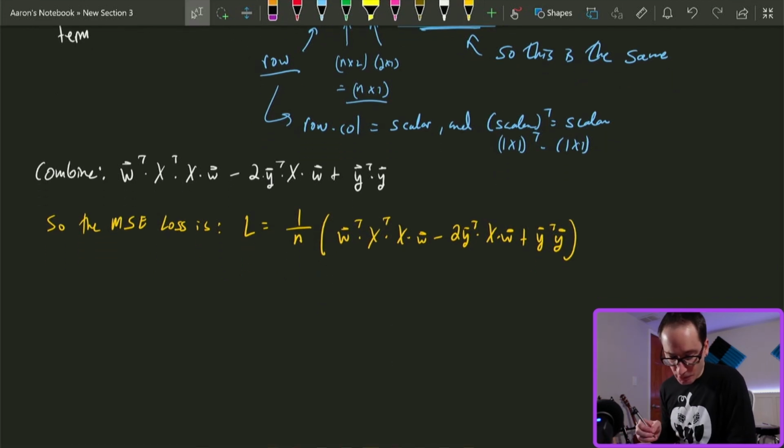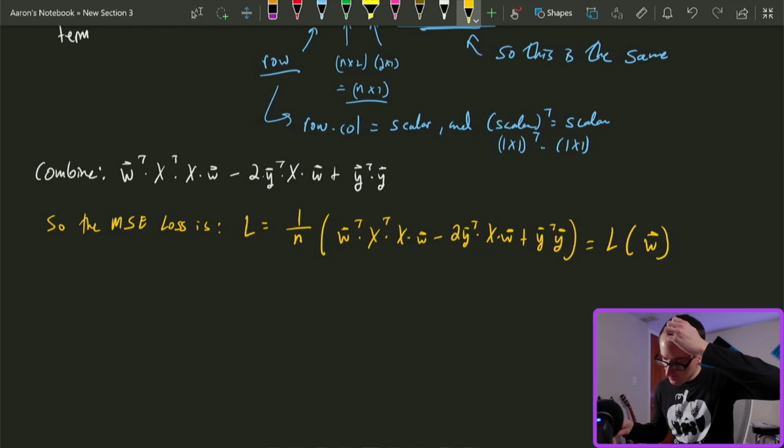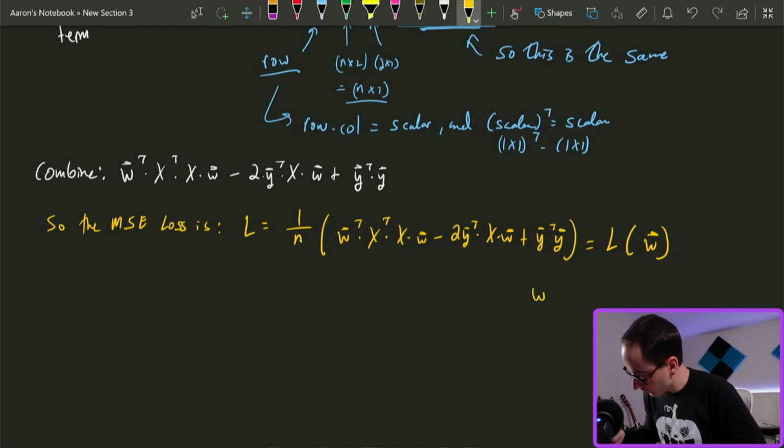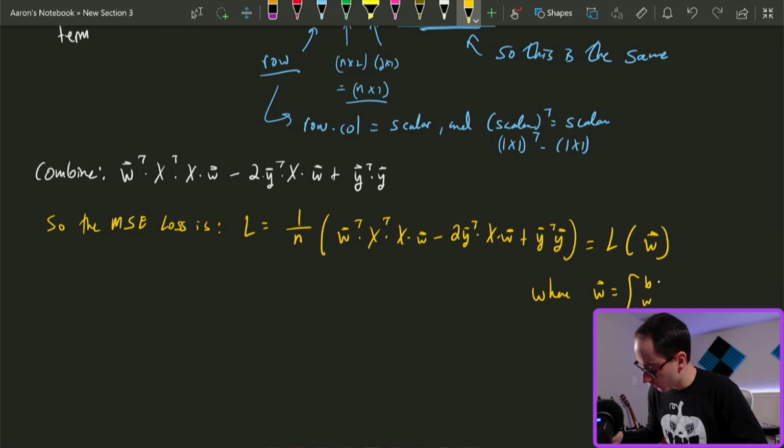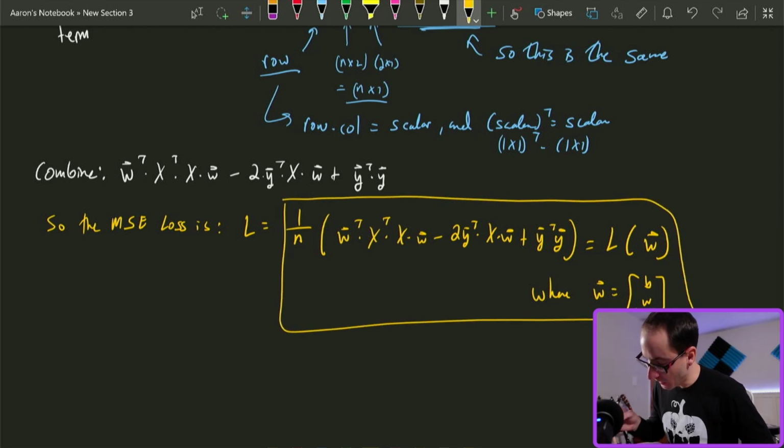Very cool. Actually, we should maybe be writing this as L being a function of the vector w. And in this case, w is just the length 2 vector with b and w, the actual scalar parameters, inside of that. Very cool, right? I'll put a box around this. So that is some very good progress.